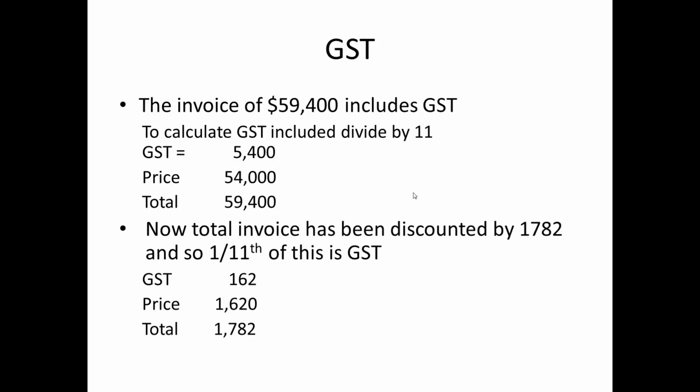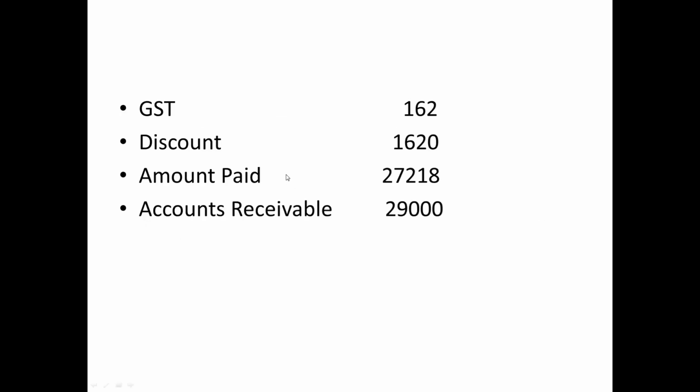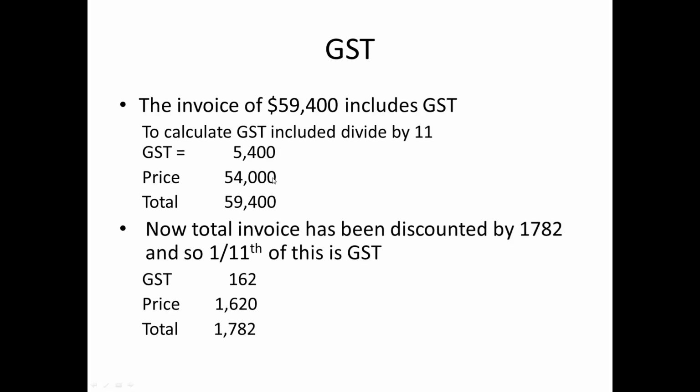Now we need to look at this because we need to break that down further, because that has some GST in it. So let's look. If we go back to the original transaction, we had a selling price totaling $54,000. We then added on the 10% GST, $5,400, to give us a total of $59,400. So with regard to the discount, we now need to work out what part of the discount is GST.